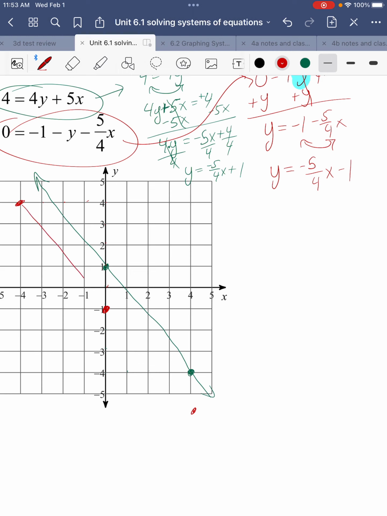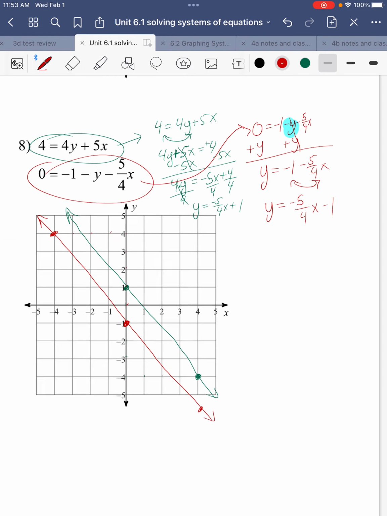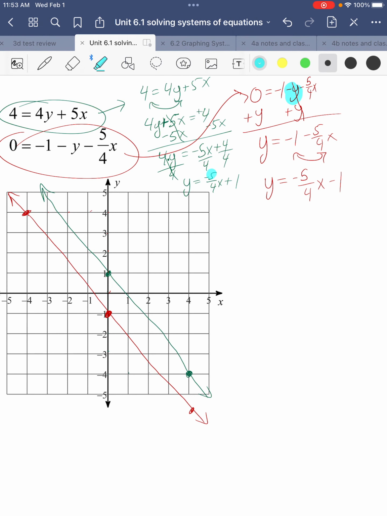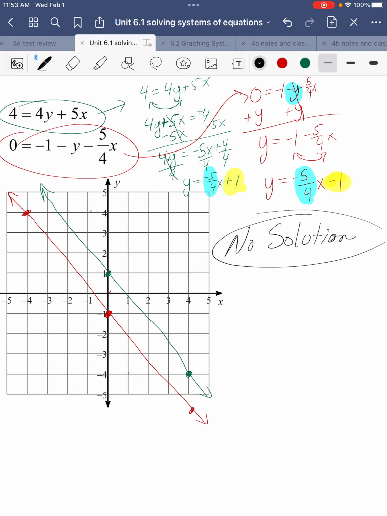What do you guys notice about this graph? These two graphs. They are parallel. You can actually see it in their equations. They have the same slope, but they do not have the same y-intercept. So they are not the same line. So it is not infinite solutions, but instead, because they're never going to touch, it's no solution. They'll never touch, so no solution.